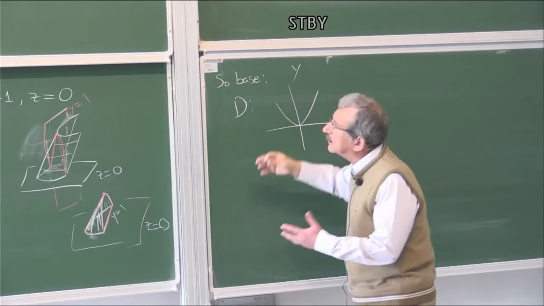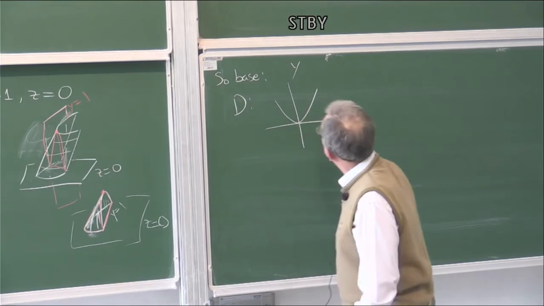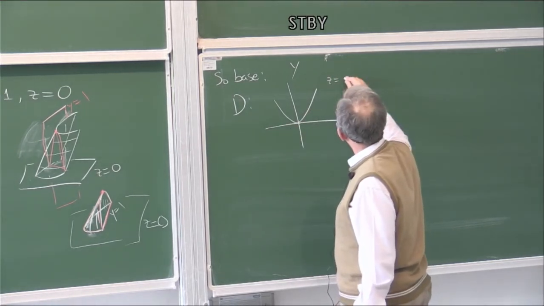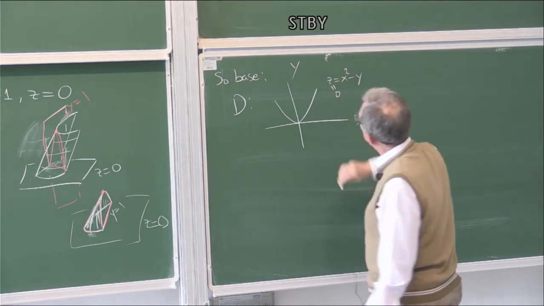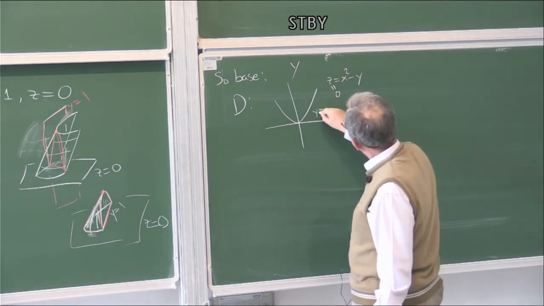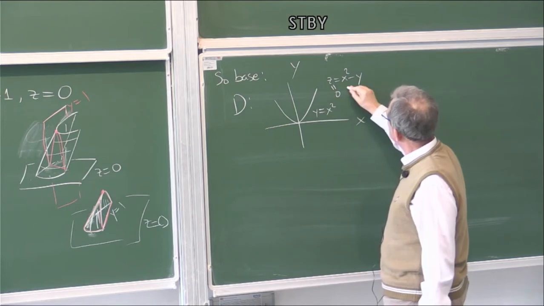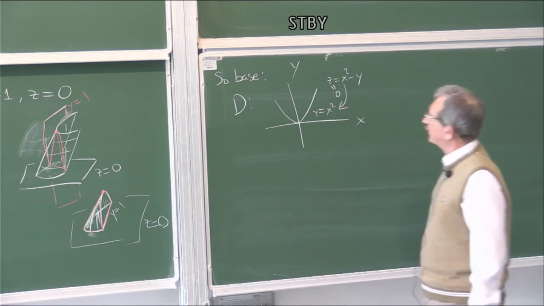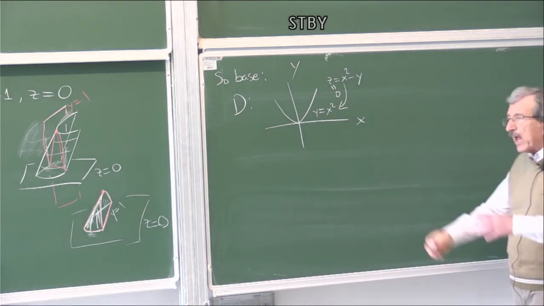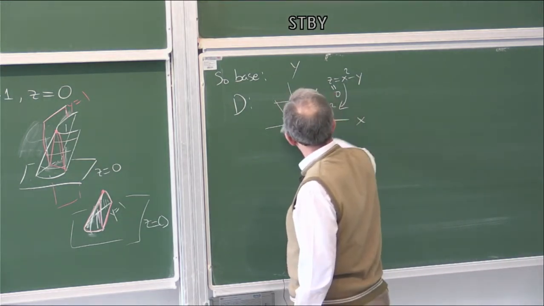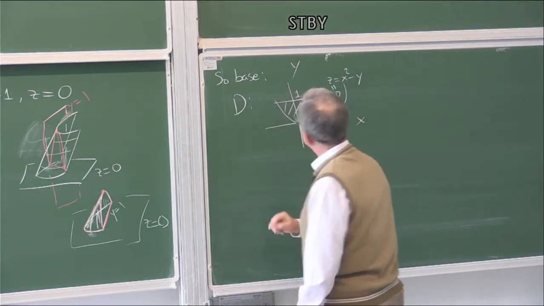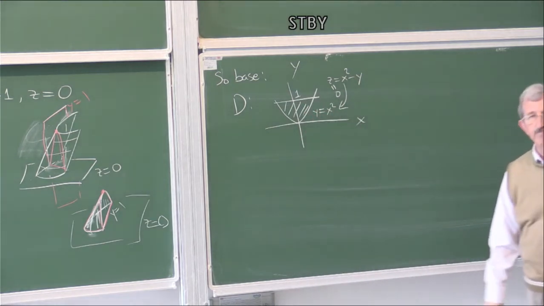That is, it is the parabola z is x squared minus y, but z is 0, so it is just y is x squared. And we have the vertical plane, y is 1, giving us this D.